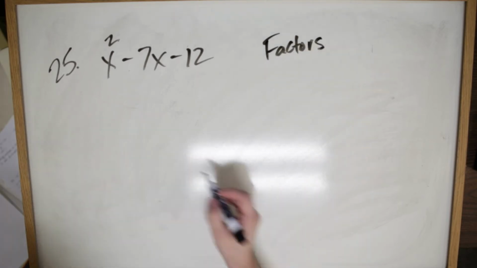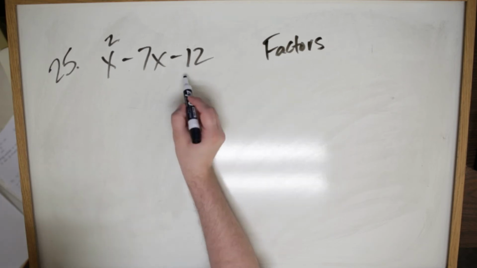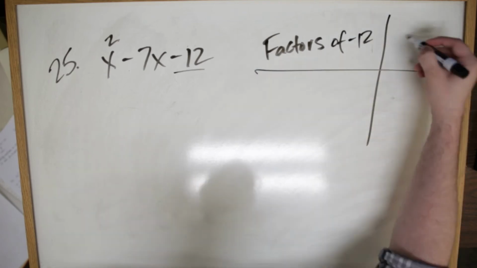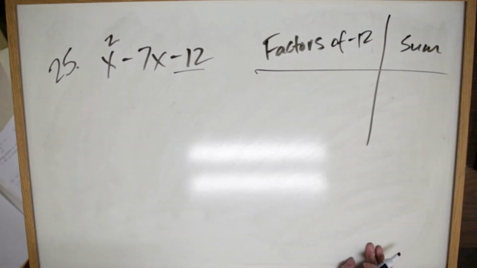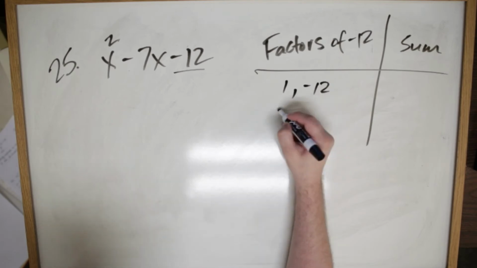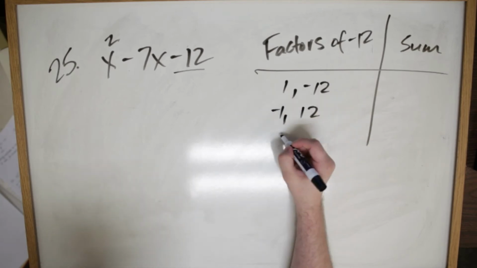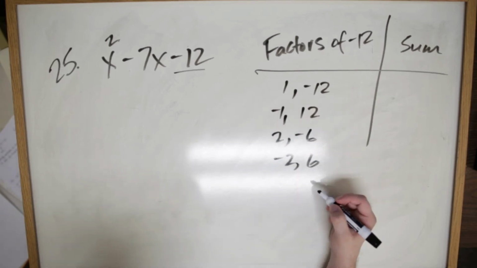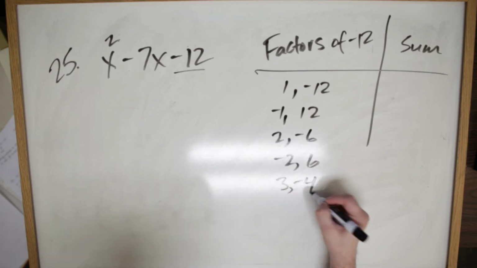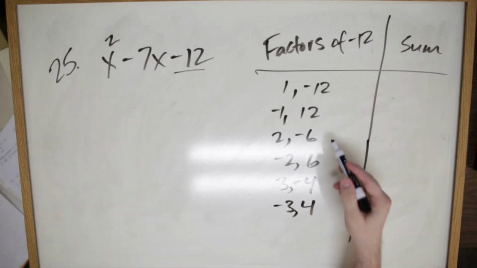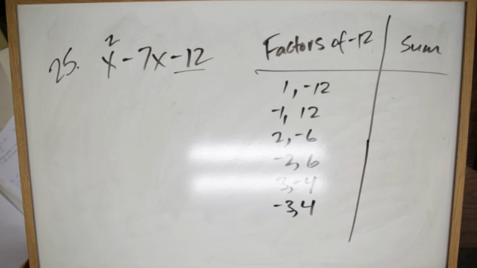So in this case, we've got x squared minus 7x minus 12. We're going to look at the minus 12, and we want factors of that number. And then lastly, we are also going to be looking at the sum. So let's do 1 minus 12, minus 1, 12. 2 minus 6, minus 2, 6. 3 minus 4, and then minus 3, 4. Okay, so you can see I'm doing all the combinations of positives and negatives. Quick little hint, when you get to the bottom here, you notice how these are only separated by one number.